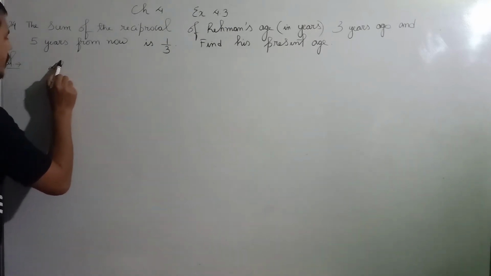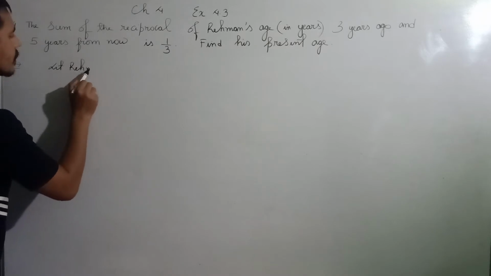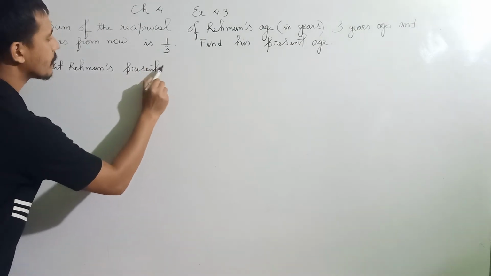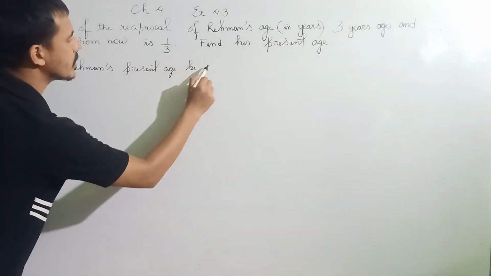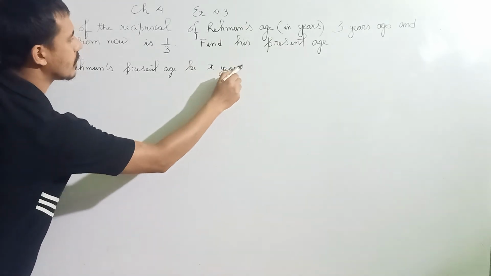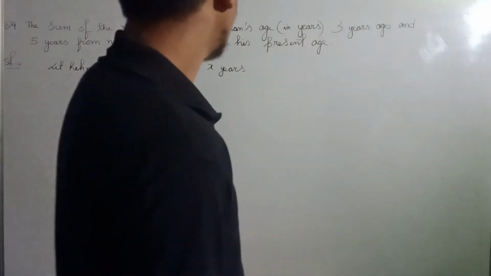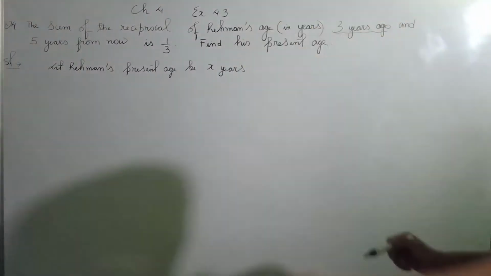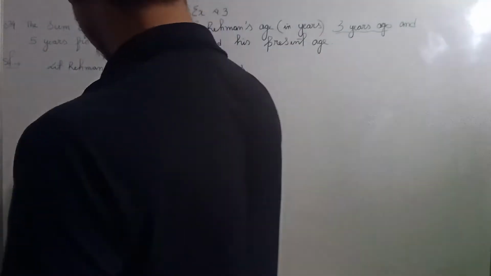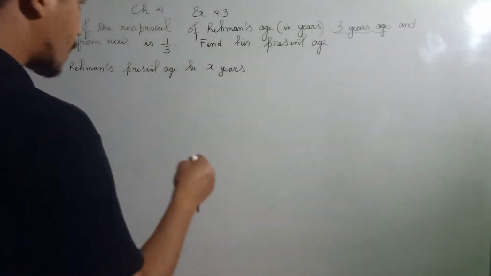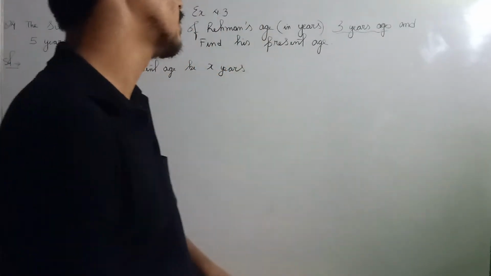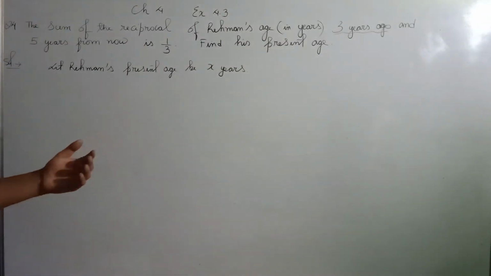So, let Raymond's present age be X years. Okay? Let his present age be X years. Now, 3 years ago, question is talking about the past. 3 years ago. If Raymond's age is X years, right now, at present, if he's X years old, then 3 years ago, he was 3 years younger, right? He was 3 years younger.